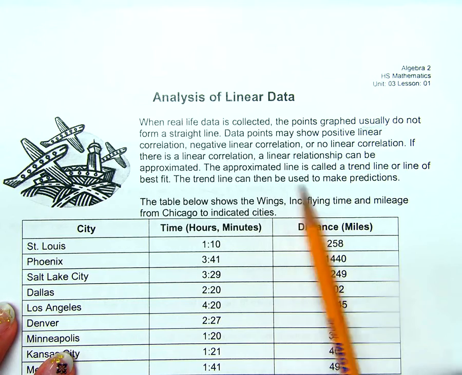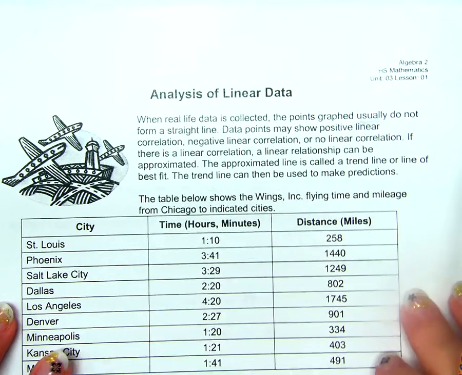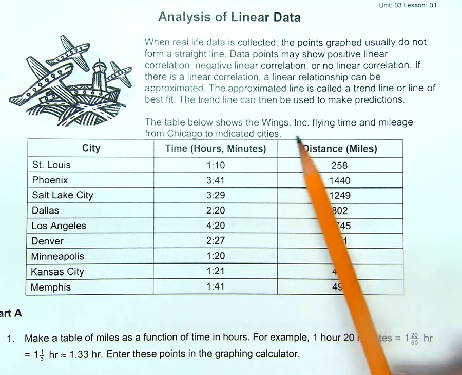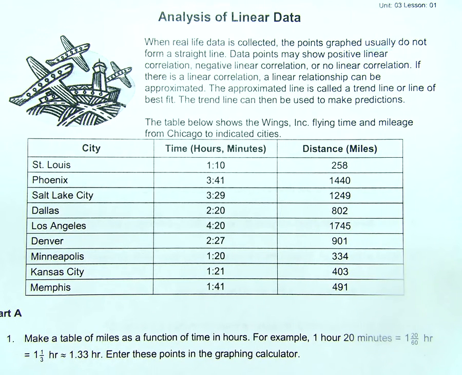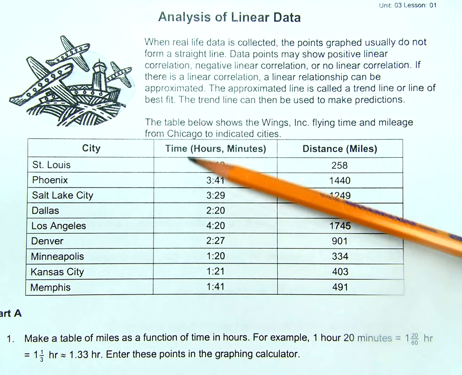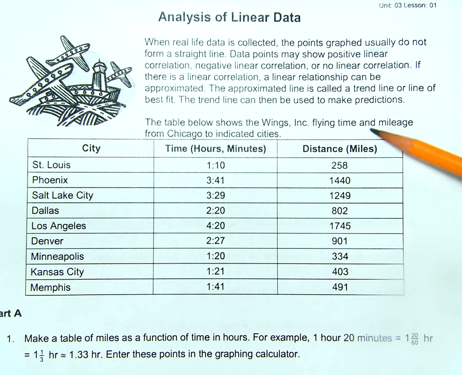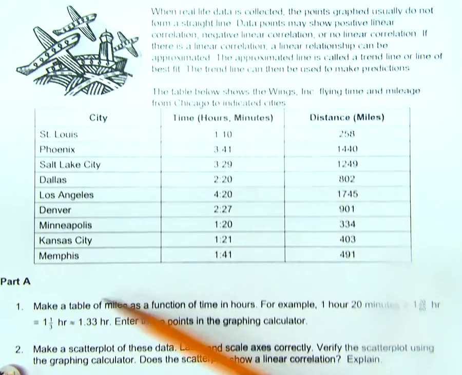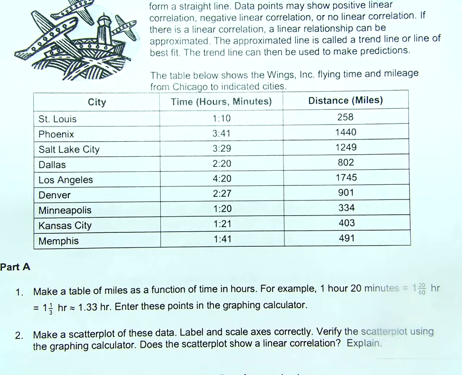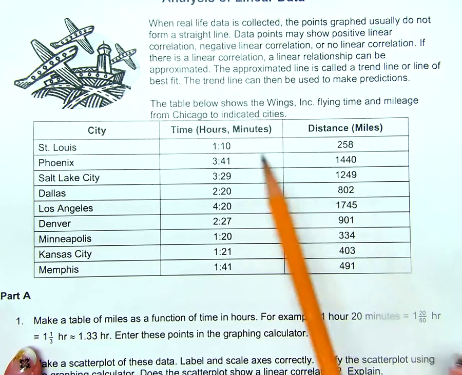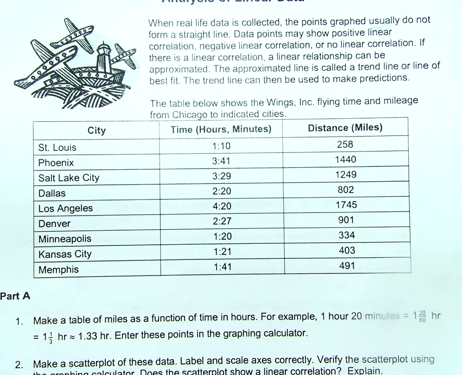A trend line can be used to make predictions. So here's the table. It's talking about Wings Incorporated and the flying time and the mileage from Chicago to other cities. It's got the time in hours and minutes, and it's got the distance in miles. The first thing it asks us to do in part A is to make a table of miles as a function of time. To me this is a table of miles as a function of time, isn't it?